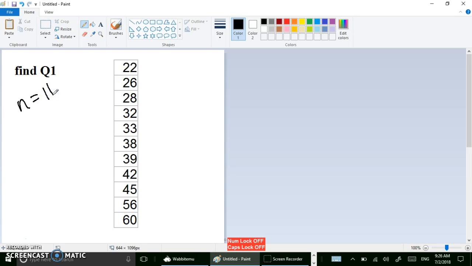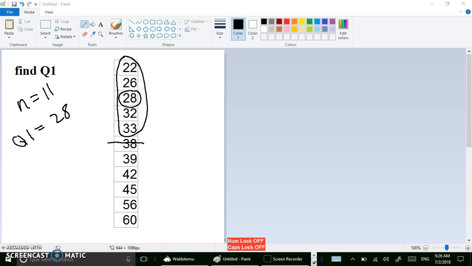individual observations here. When n is odd, that means you have one number exactly in the middle. In this case, it's the 38. In our textbook, it said to throw that number out. You don't include it in either the upper half or the lower half. So in the lower half, we're looking at these 5 numbers. The median of the lower half is 28. So according to our textbook's instructions, we would say the first quartile is 28.